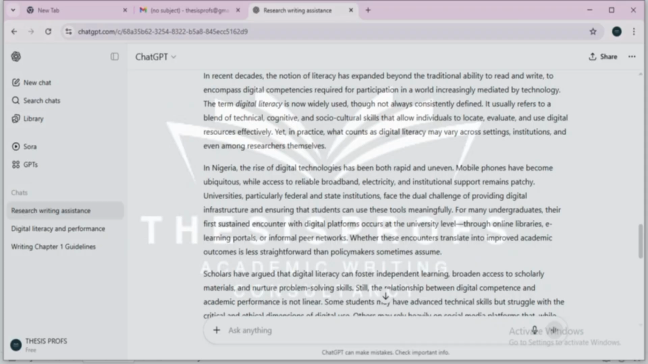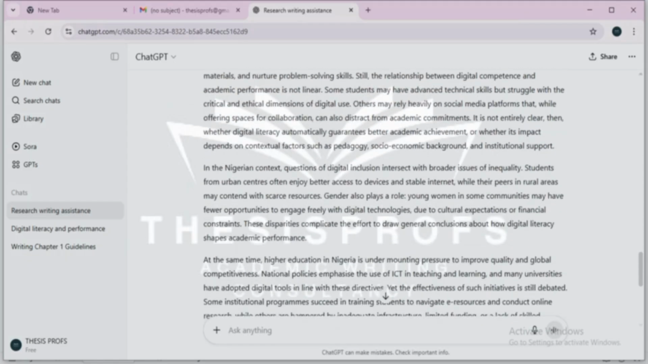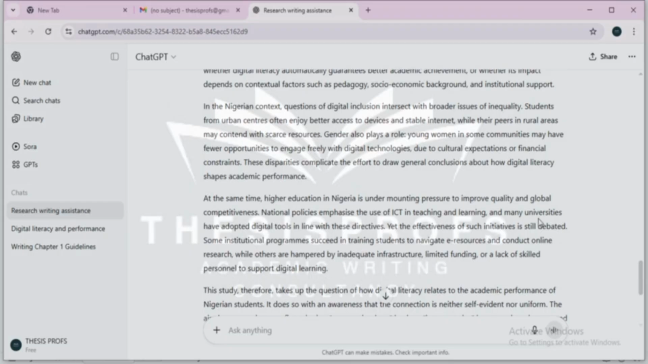In Nigeria, the rise of digital technology has been both rapid and uneven. Mobile phones have become ubiquitous, while access to reliable broadband, electricity, and institutional support remains patchy. Universities, particularly federal and state institutions, face the dual challenge to provide digital... So you can see what it has provided.